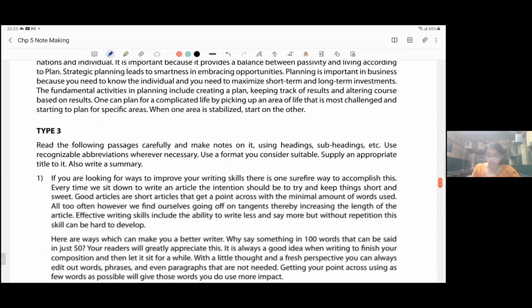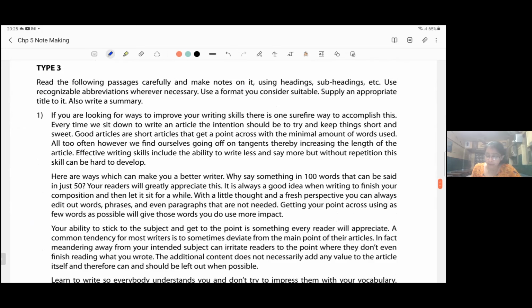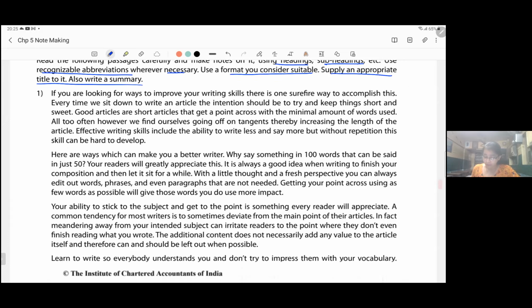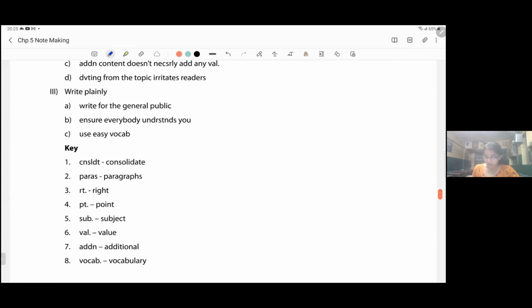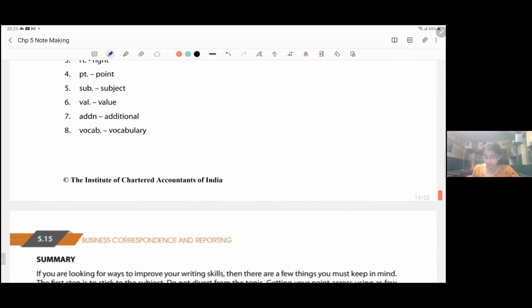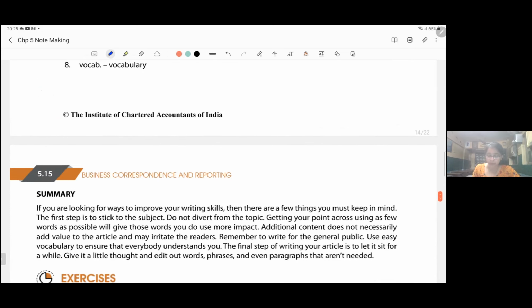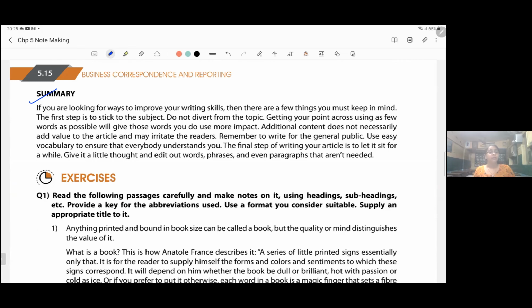Type 3. Read the following passages carefully and make notes on it. Use headings, subheadings, etc. Use the recognizable abbreviation where necessary. Use a format you consider suitable and an appropriate title also, and also write a समरी, जैसे तुम लोगों ने किया था वो ही, द सेम थिंग की लिखनी है, and then after that you will write a small summary of what you all have written.